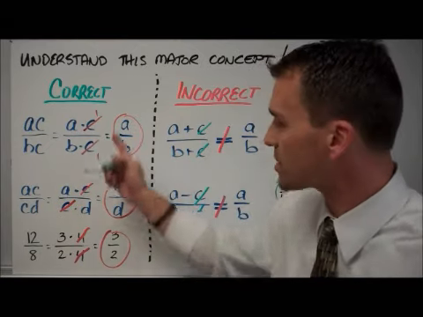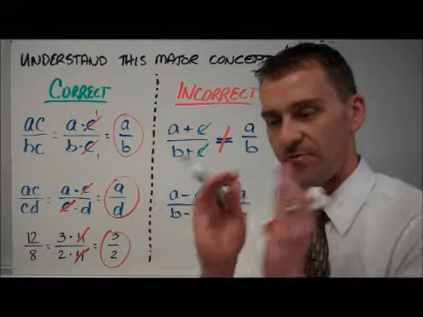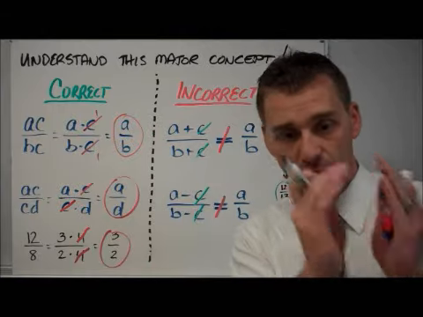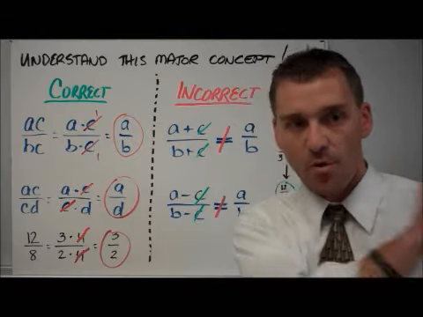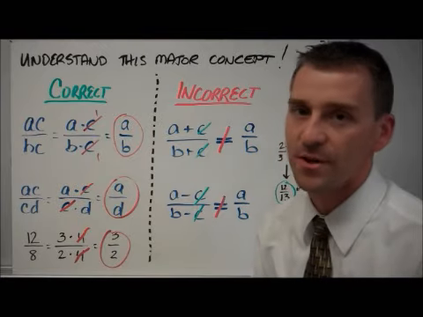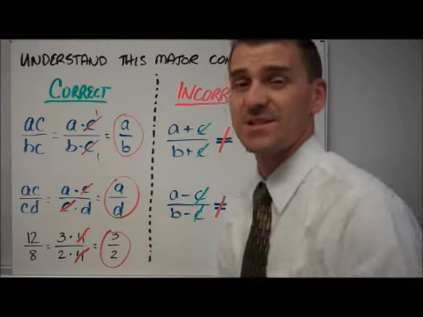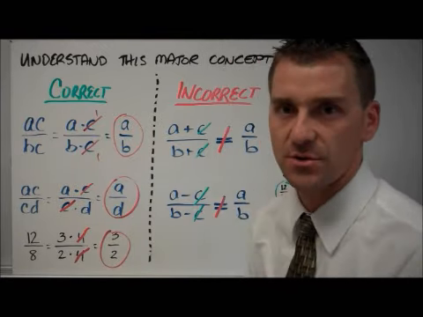You can only cross off things if there are factors, meaning multiplication, things being multiplied. That's the only time that you can really cross things off. I hope you write that down because that is extremely important. Go back and listen to it again if you need to.